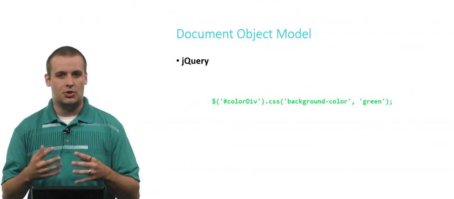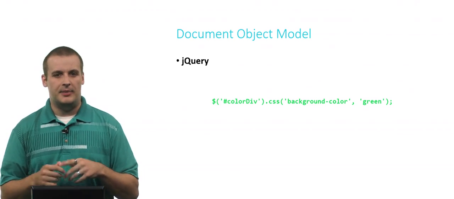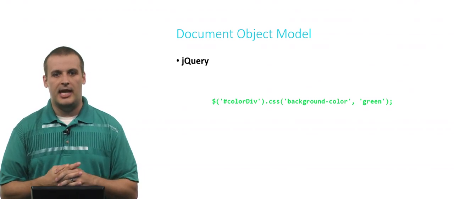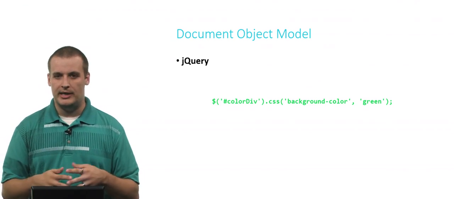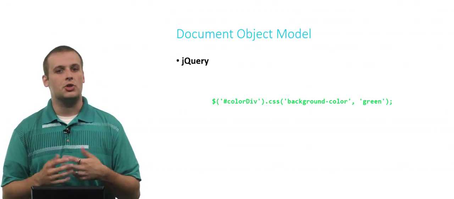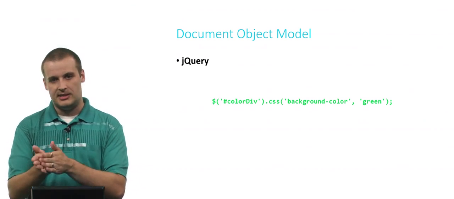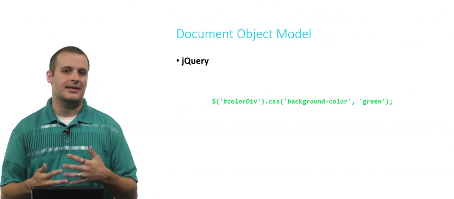The $ is a shorthand way of saying jQuery. And it's going to be looking for a section of my page called color div. That's the jQuery syntax for it. And I'm going to change that node's CSS background color to green. Again, it's a little bit strange, but it is a shorter way to do the same thing. So you will often see this as opposed to the longer JavaScript version when you're seeing some client-side scripting.